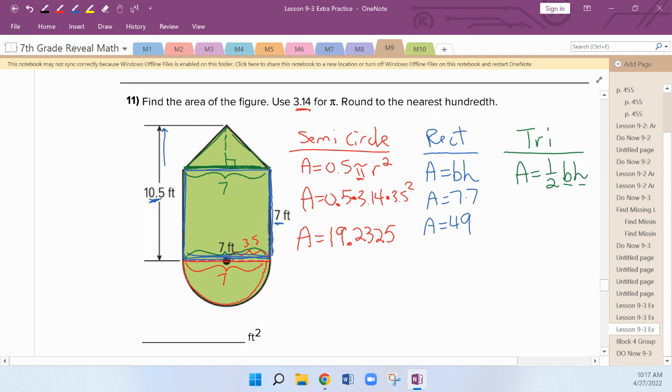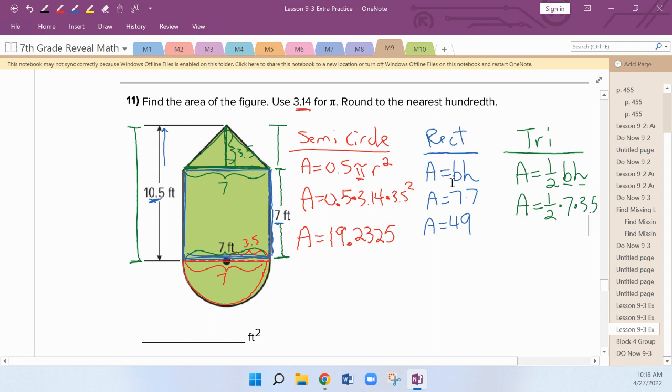Now we need that height. Well, since it's going vertical, we can look at other vertical lines to help us. We know from here all the way down to there is 10.5. We also know from here down to there is 7. So we just need that rest of the way up here, and that will give us this. So 10.5 minus 7 is 3.5. So there we have it. We have our two dimensions. We have the base of 7. We have the height of 3.5.